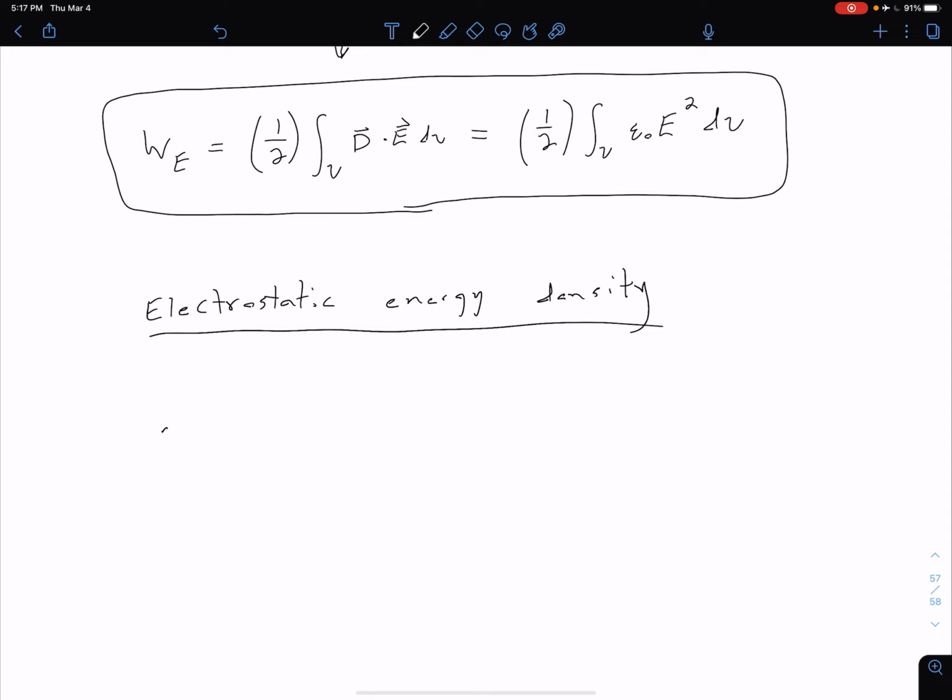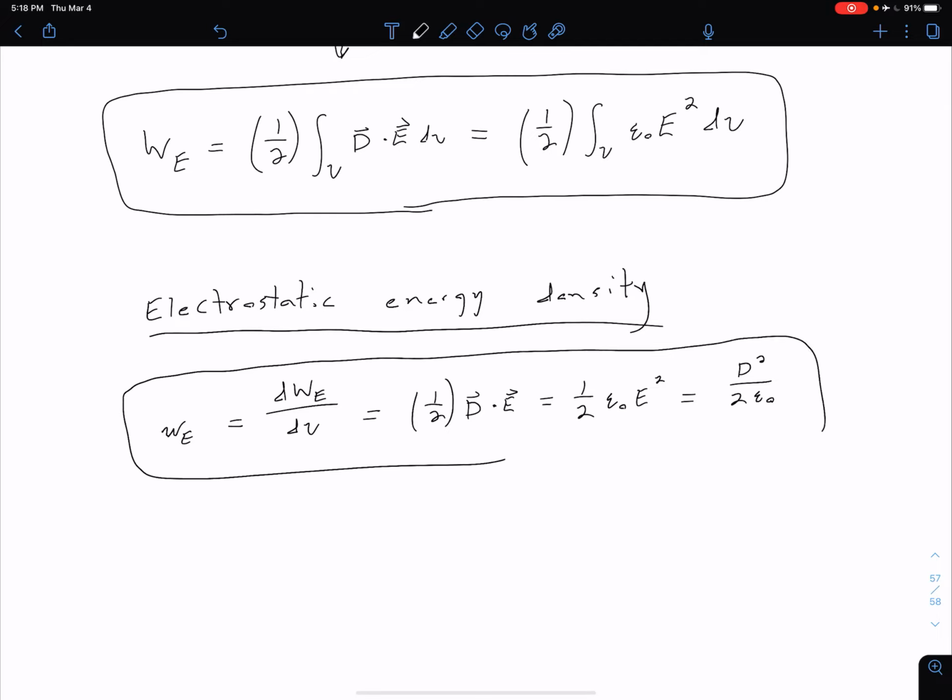And we can say that our lowercase w sub e is our energy density. And this is just going to be the derivative of that total energy with respect to our volume. And that is just going to be the integrand of our previous boxed equation. So we now have 1/2 times D dot E, and so from the same arguments as before, we can say this is 1/2 epsilon naught magnitude of E squared, or sometimes you'll see it written as D squared divided by 2 epsilon naught. And so that's how we can find our electrostatic energy density.